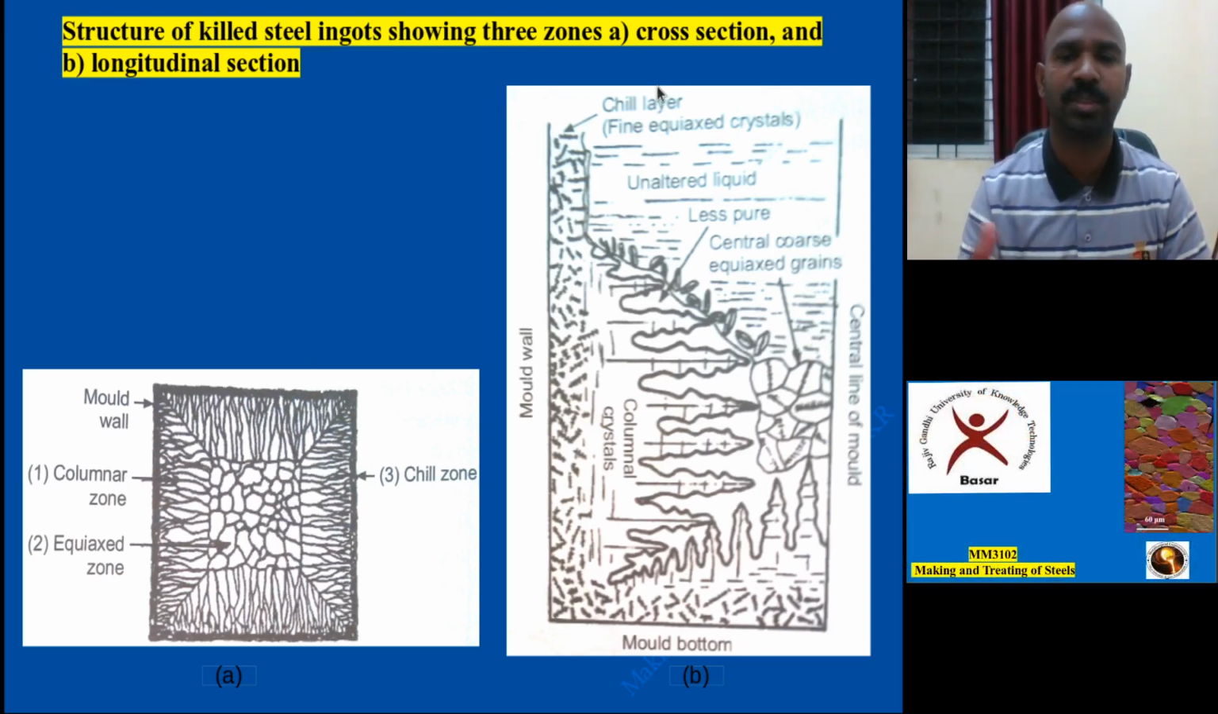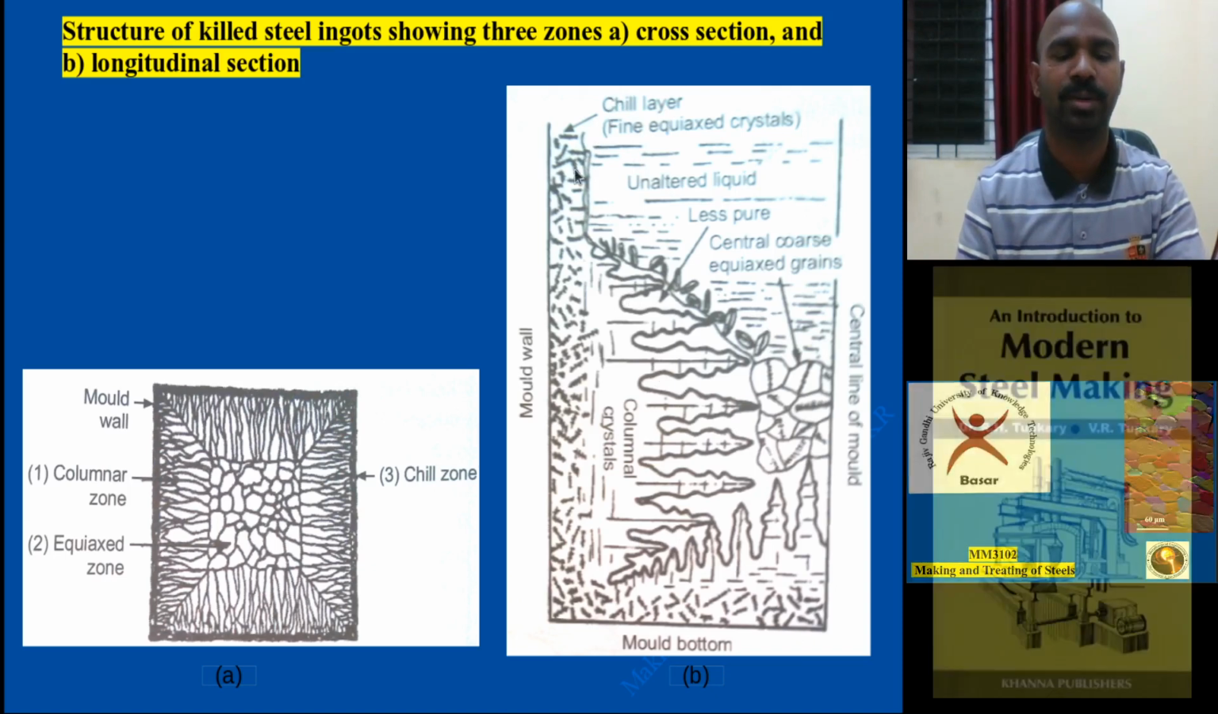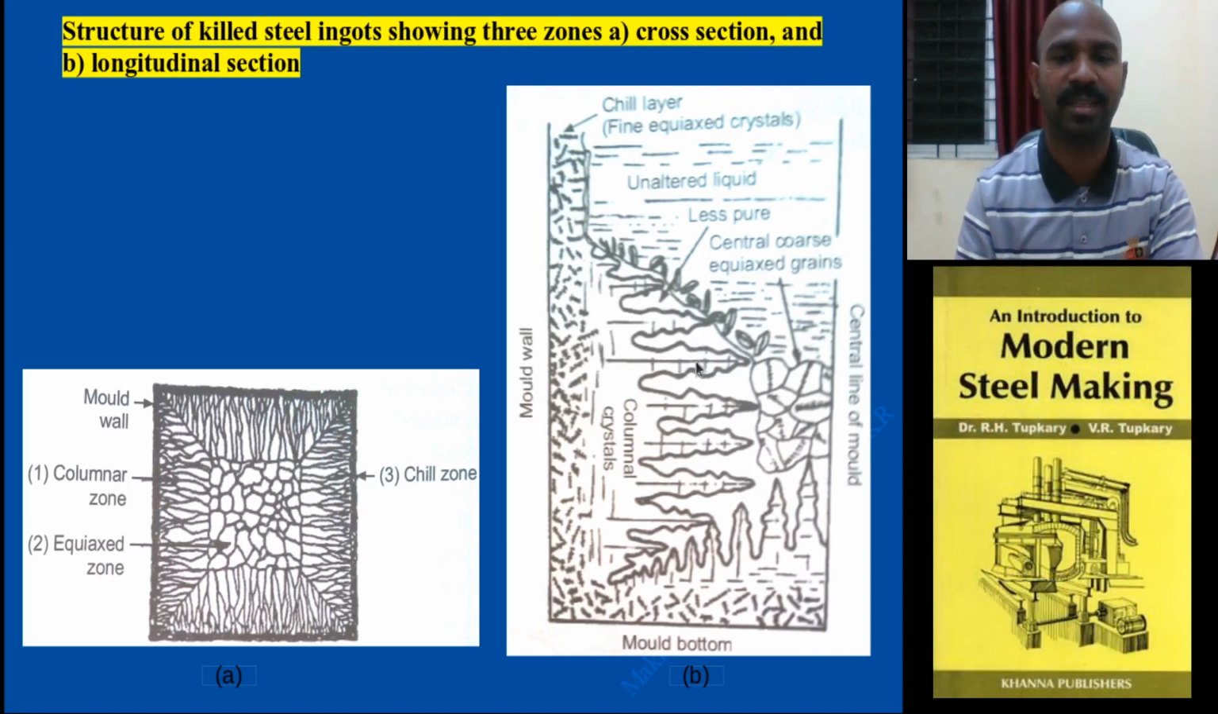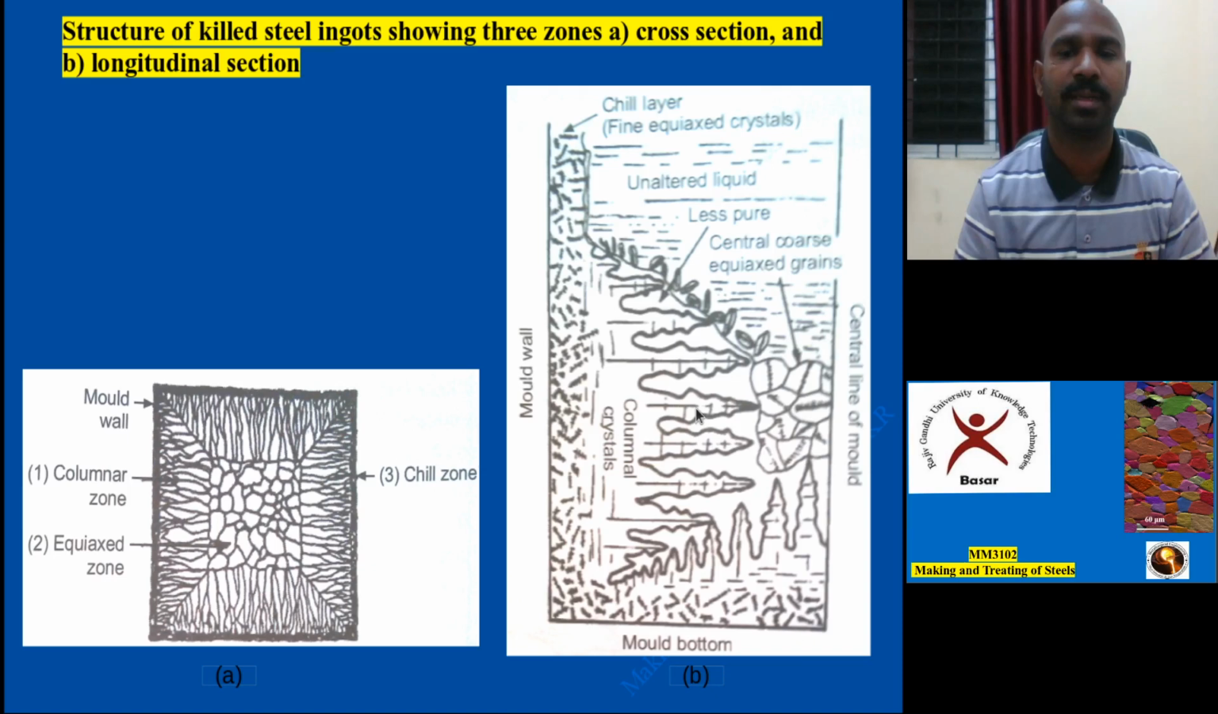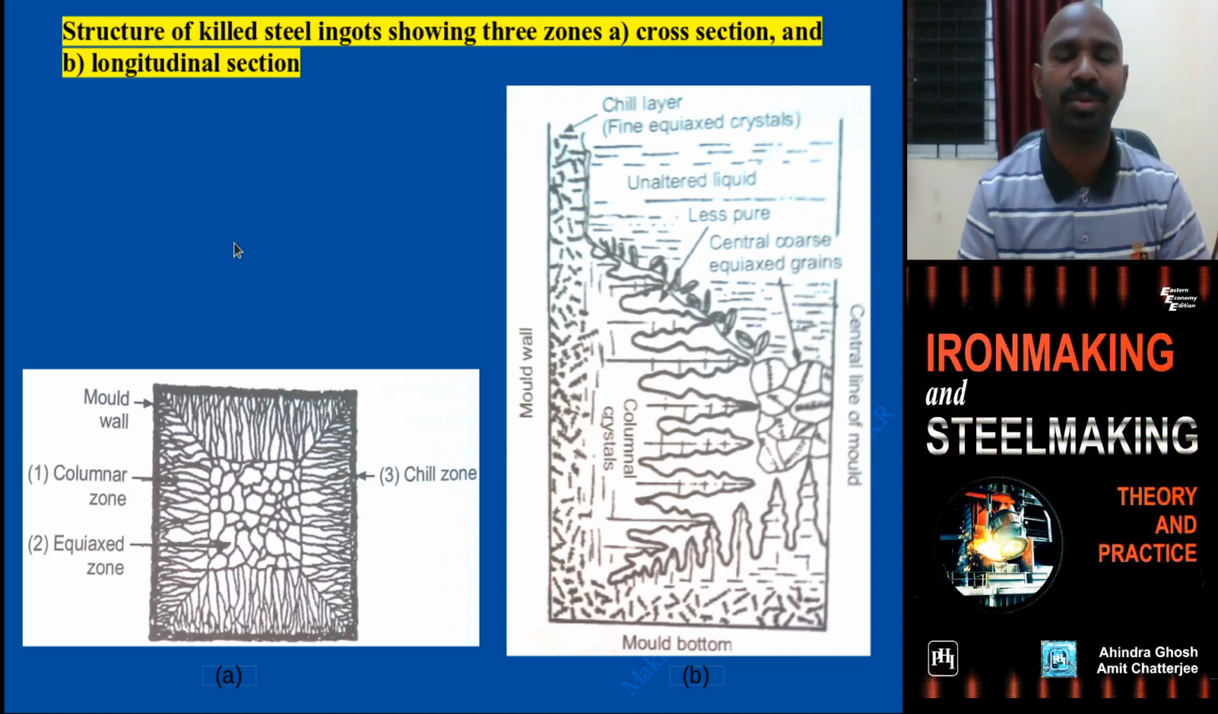If you take a longitudinal section, you can again explain these particular zones: the chill zone, and these grains are the central equiaxed grains. These grains are the columnar grains in the longitudinal section. One can interpret it in two different ways. This is the structure of ingot casting.